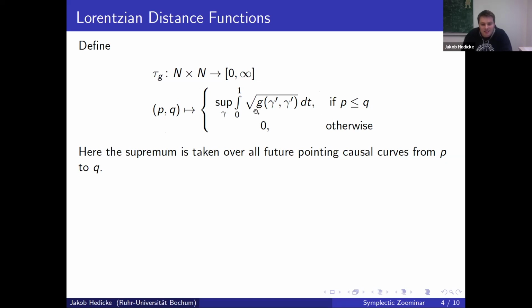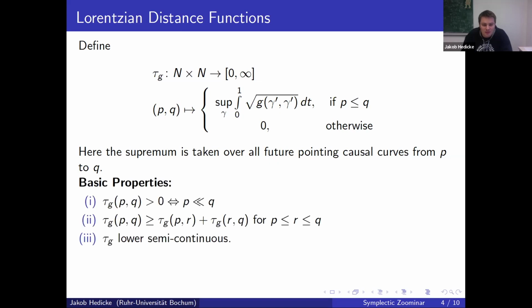And so we look at the supremum of lengths of causal curves between two points. Of course, given arbitrary points in a Lorentzian manifold, there does not always exist such a causal curve, so we set it just to 0 otherwise. In general, such a Lorentzian distance function is not always so nice, but at least it has the following properties.